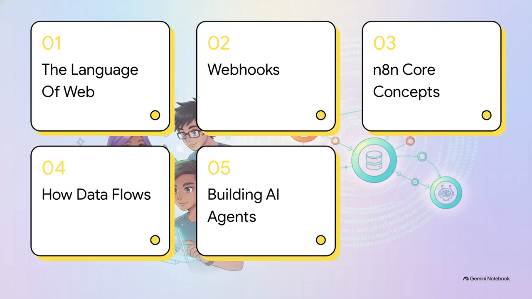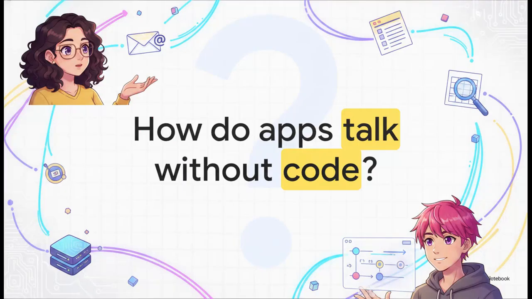Okay, here's our roadmap for today. We'll hit the language of web, webhooks, the waiting phone, understanding n8n core concepts, how data flows precisely, and finally, building your AI agents. So here's the fundamental question we absolutely have to answer before we even think about touching an automation canvas. How do different apps actually talk to each other without us writing a single line of code?